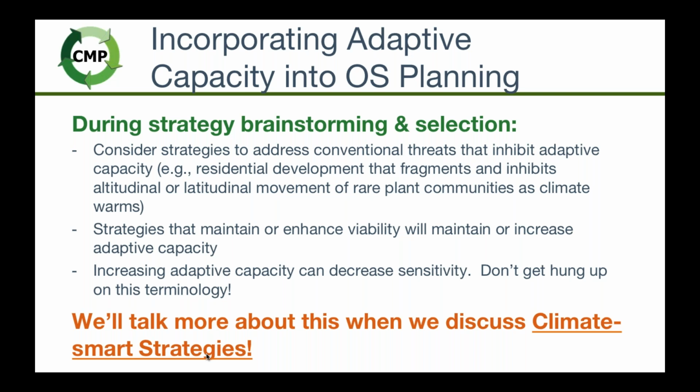So during strategy brainstorming and selection, we'll consider strategies that address conventional threats that inhibit adaptive capacity. Like for example, if you have residential development that fragments and inhibits the altitudinal or latitudinal movement of rare plant communities as climate warms, strategies that maintain or enhance viability will maintain or increase adaptive capacity, and increasing adaptive capacity can decrease sensitivity.